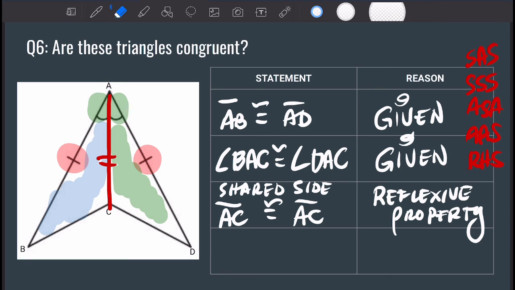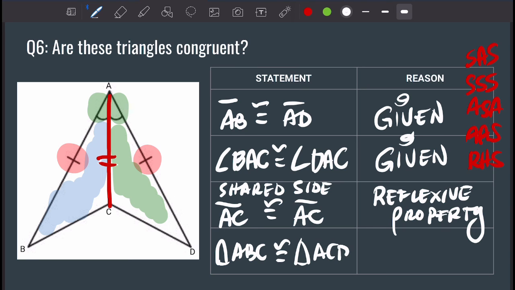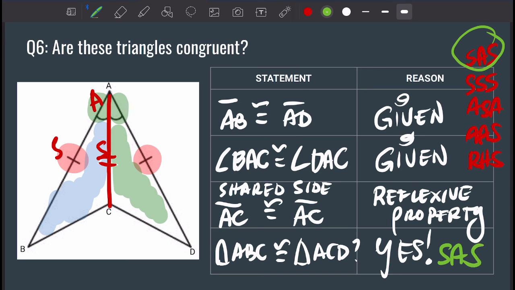So, the $64 million question: is triangle ABC congruent to triangle ACD? Let's check. What do we have? We have a side, we have an angle, and we have another side. So is it? Yes. Why? Because of the side angle side theorem. I will continue the last 3 questions in the third video.